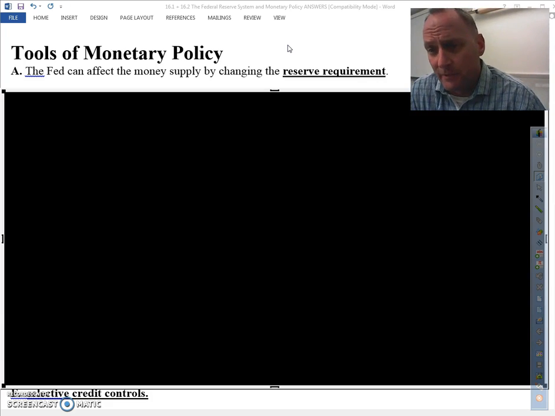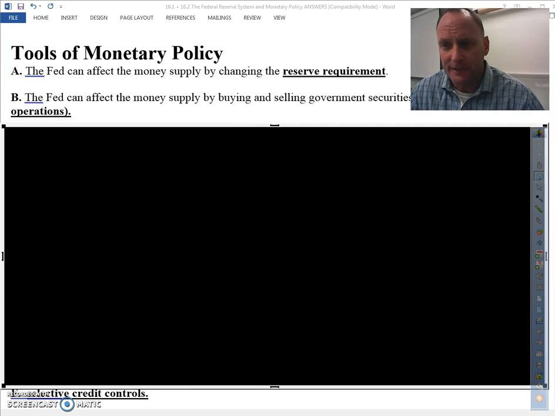So here's an example of a test question. If the Federal Reserve chooses to raise the reserve requirement, let's say from 10 to 12%, what would happen to the money supply? Would there be a contraction or an expansion? Well, there would be a contraction because banks would have to hold back more money in the vaults, so to speak, and that means less money to loan out to consumers and businesses. So that's an example of how the Fed might manipulate the money supply.